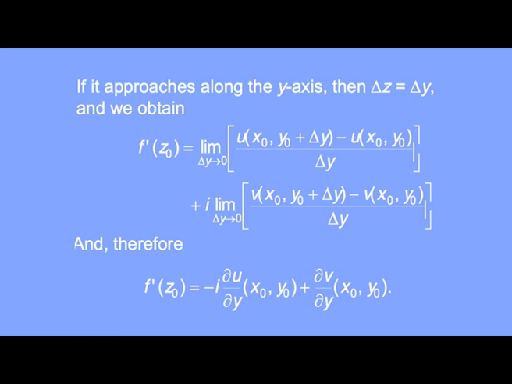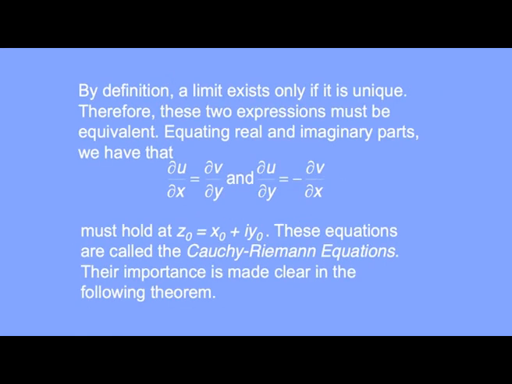So, your f dash z naught becomes minus I times dou u by dou y at x naught, y naught plus dou v by dou y at x naught, y naught. So, by definition a limit exists only if it is unique. Therefore, these two expressions must be equivalent.